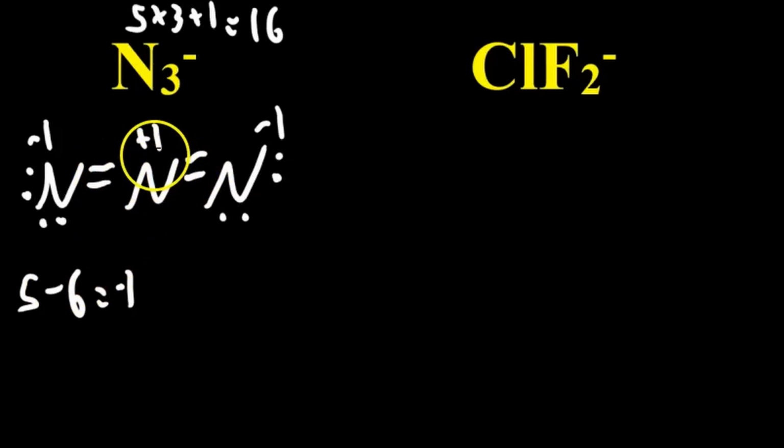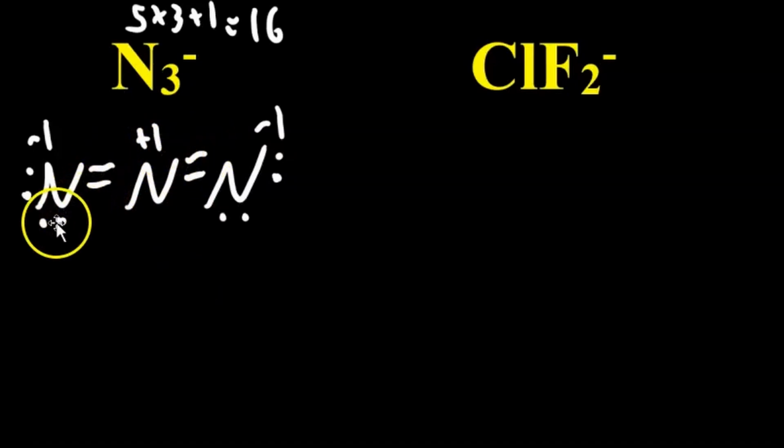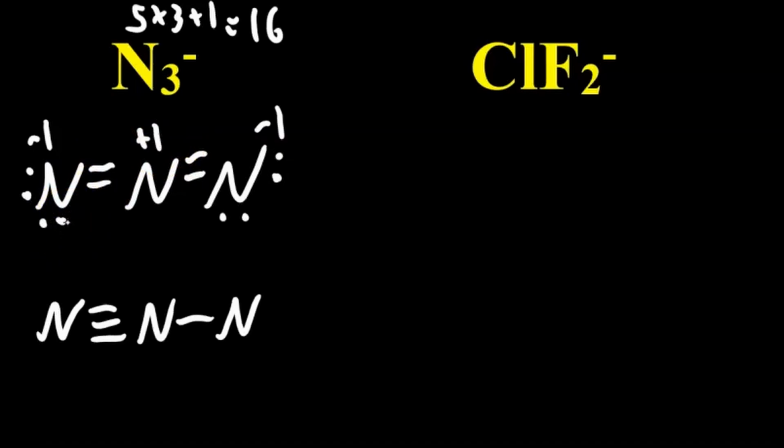So 5 minus 4 is plus 1. So this is a valid Lewis structure. Totally valid. If you were to take electrons from this way, you would end up with this: 1, 2, 3, 4, 5, 6. And this would be 1, 2, 3, 4, plus 1. This would be negative 2 here.